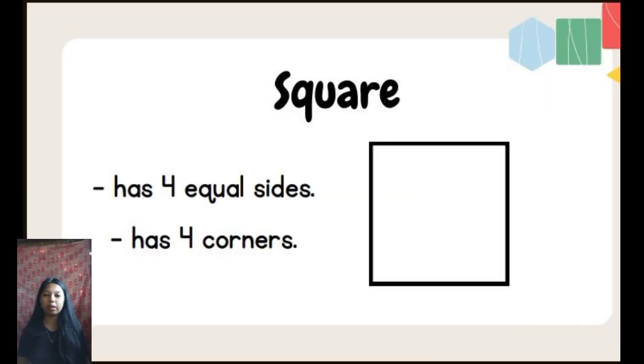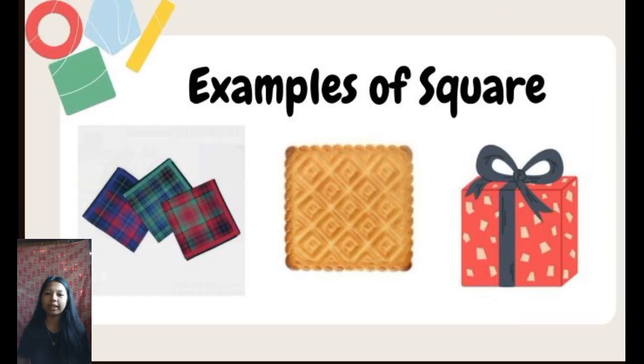The next example is a square. A square has four equal sides and four corners. Here are the examples of a square. You can see a folded handkerchief, a biscuit, and a gift bag.